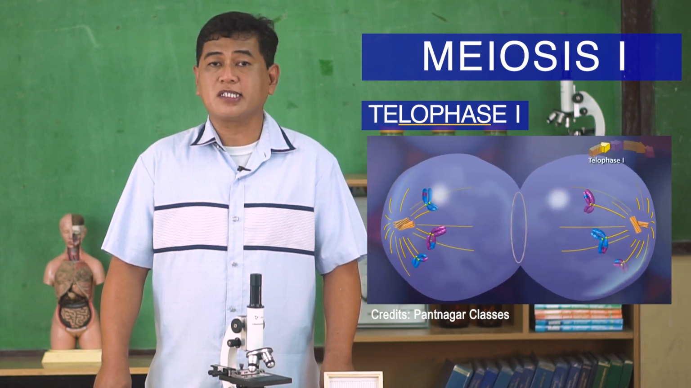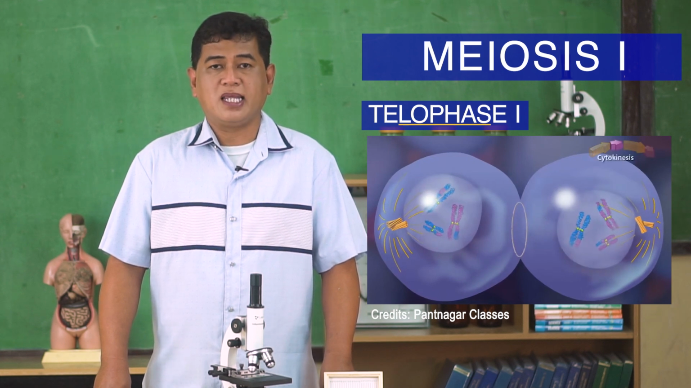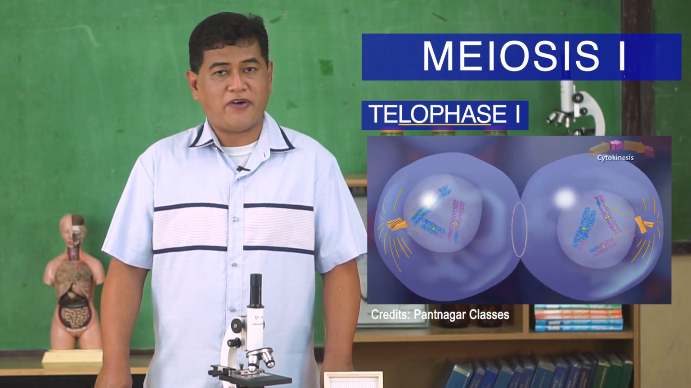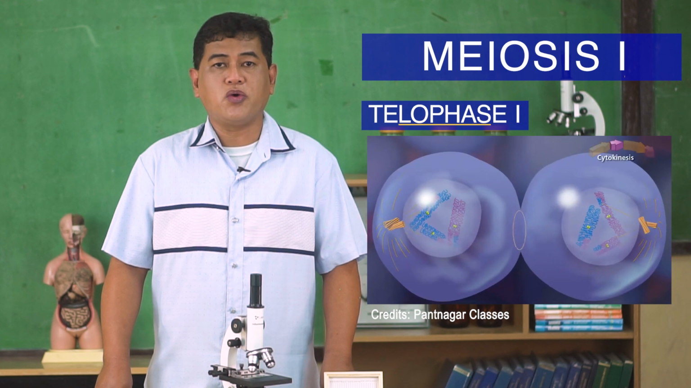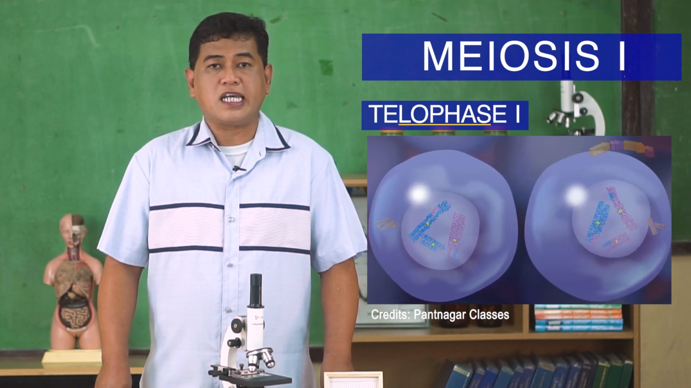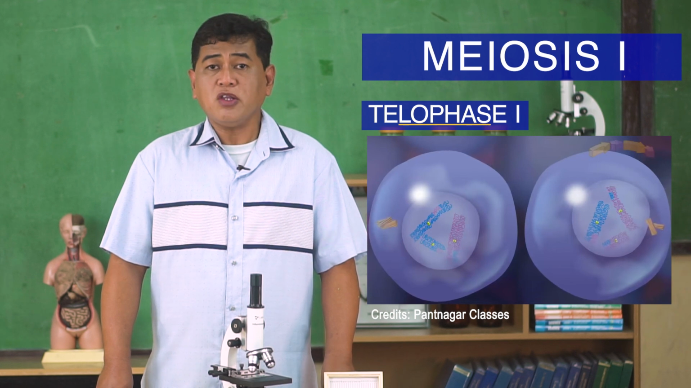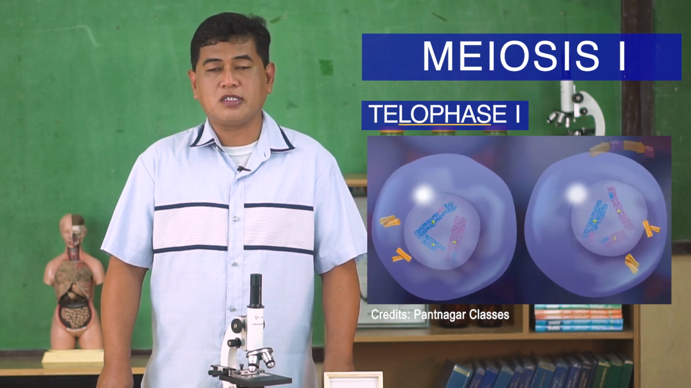Telophase 1 and cytokinesis. The spindle breaks down and new nuclear membranes form. The cytoplasm of the cell divides and the two haploid daughter cells result. The daughter cells each have a random assortment of chromosomes, one from each homologous pair. Both daughter cells go on to meiosis 2.